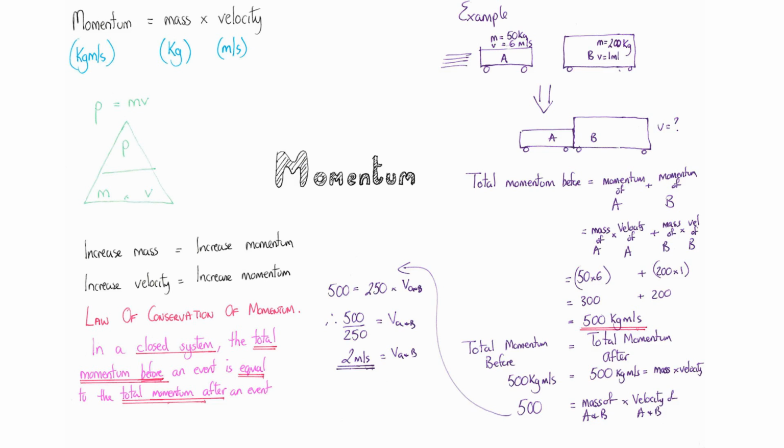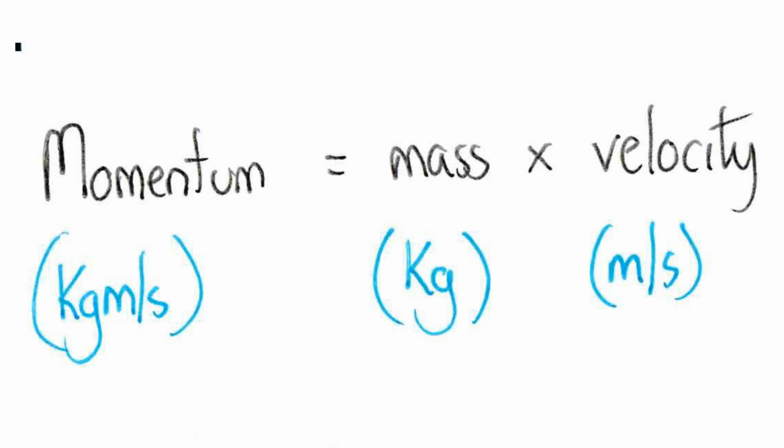Okay, momentum. Momentum is mass times velocity. If the question says what is momentum or define momentum, you would say mass times velocity. The unit of mass is kilograms, the unit of velocity is meters per second, so therefore the unit of momentum is those two put together, which is kilograms meters per second.